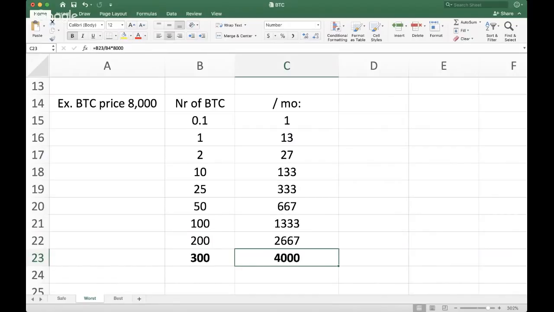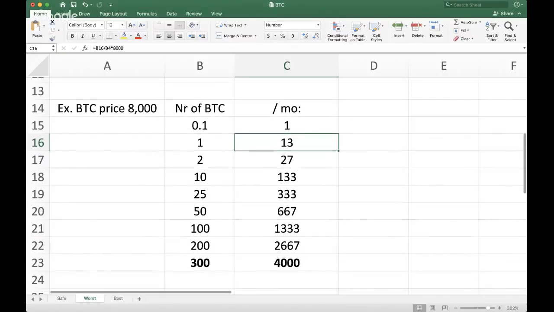But this is my fixed rate. So obviously, this could be lower depending on the price. But all I would be able to withdraw every month is 1/600th of my Bitcoins. So here, you can see the formula. It's always divided by 600.